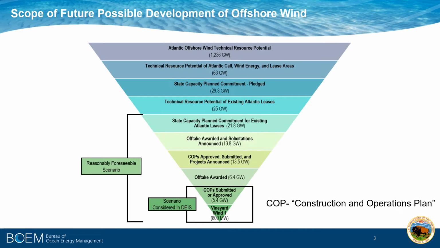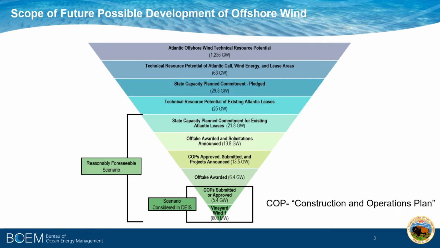This inverted triangle represents the different levels of reasonably foreseeable development we considered in the cumulative scenario. A bar usually encompasses the bars below it, but the lower bars will often be duplicative rather than additive. For example, Vineyard Wind 1 on the bottom, 800 megawatts, is already included in the 5.4 gigawatts of COP submitted and approved, second from the bottom.